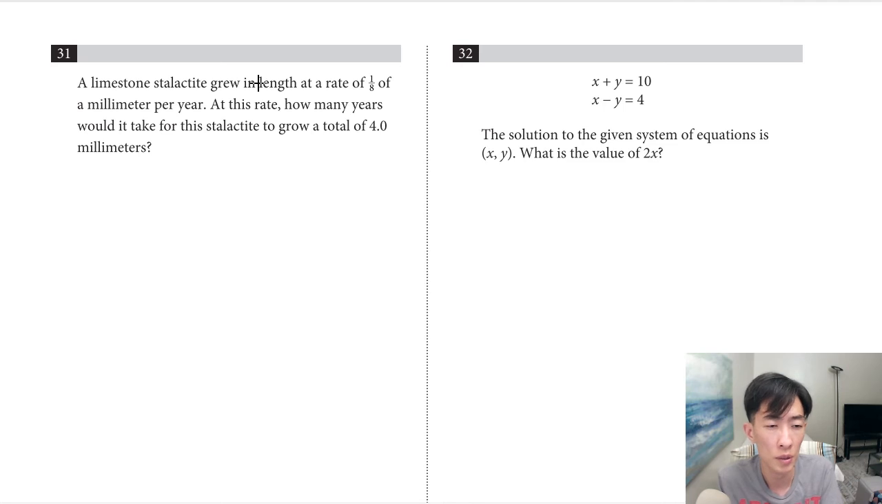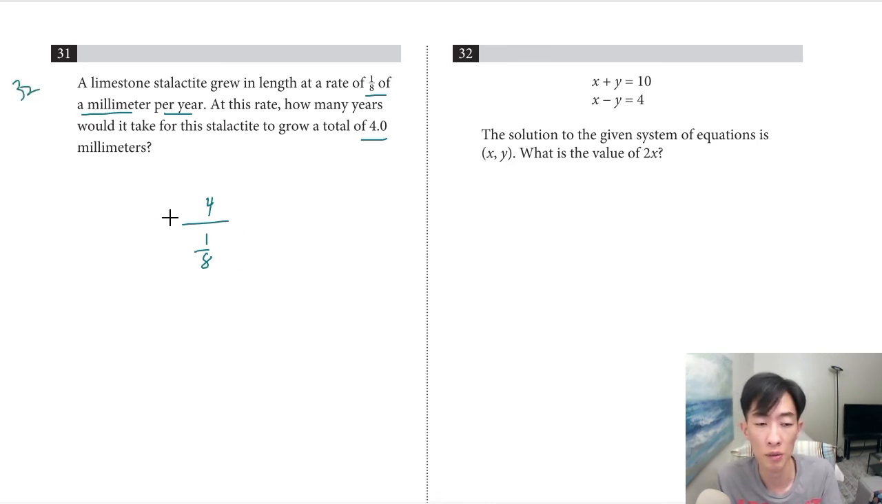Question 31, a limestone stalactite grew in length at a rate of 1/8 a millimeter per year. At this rate, how many years would it take to grow 4 millimeters? So the slightly confusing thing about this is we have to assume that it started at 0, because I think that's how stalactites grow. So the easiest way to do this is if the total was 4 millimeters and it's growing 1/8 per year, just do 4 divided by 1/8. You know that's 4 times 8, so it's going to be 32.